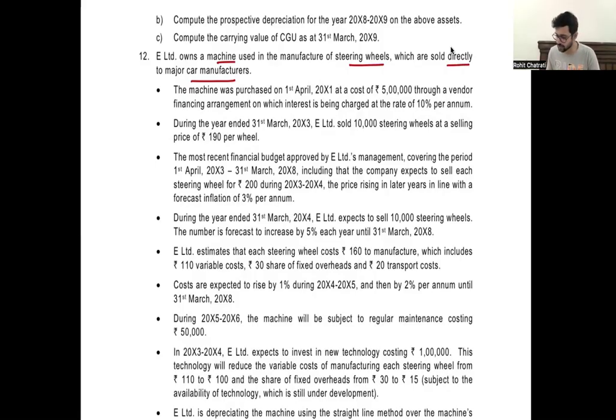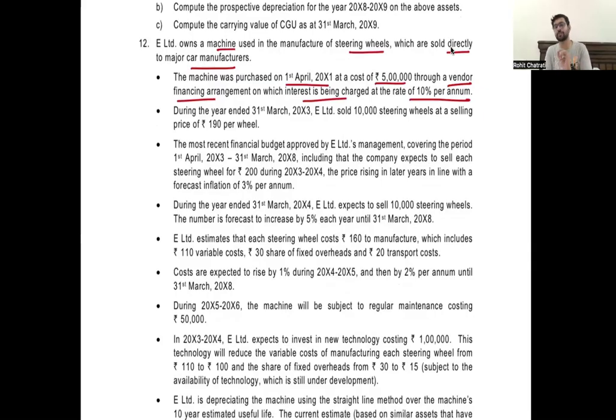The machine was purchased on 1st April 2011 at a cost of rupees 5 lakhs through a vendor financing arrangement on which interest is being charged at the rate of 10% per annum. So I purchased it for 5 lakh rupees, but I did not pay the vendor cash. I purchased it on credit, and the vendor is charging me interest at the rate of 10% per annum. So every year I am required to pay interest of 50,000 to the vendor. That is a cash outflow that I'm incurring every year.